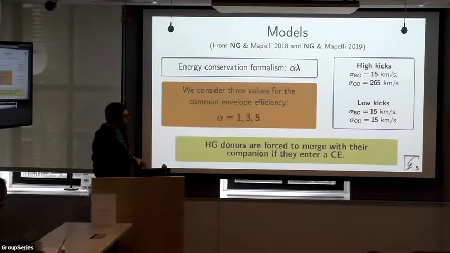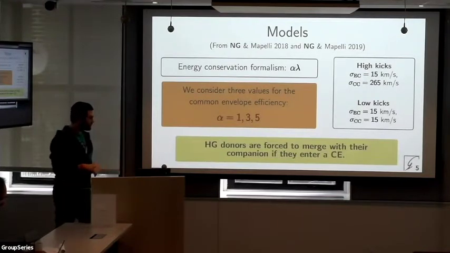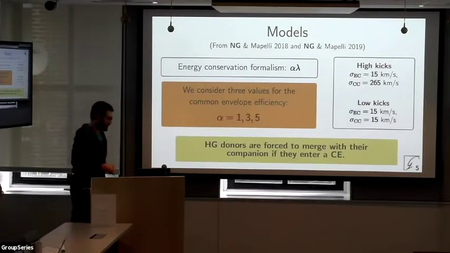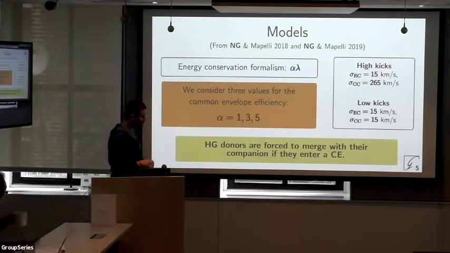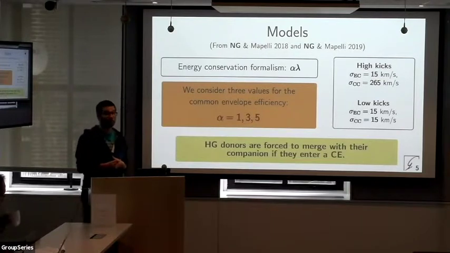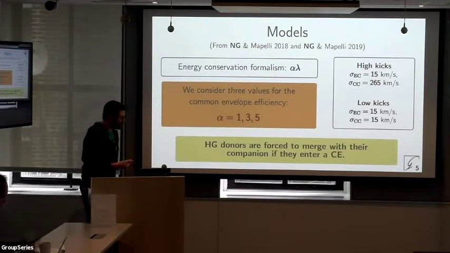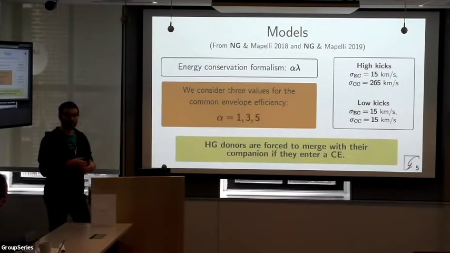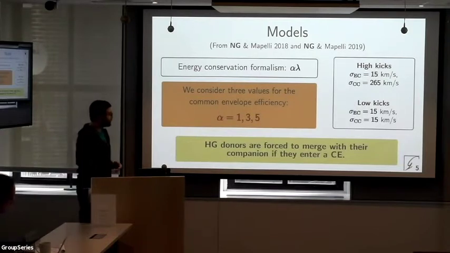Importantly, we assume that we force all Hertzsprung gap donors to merge during the common envelope. This is justified by the fact that such stars don't develop a steep gradient between core and envelope.